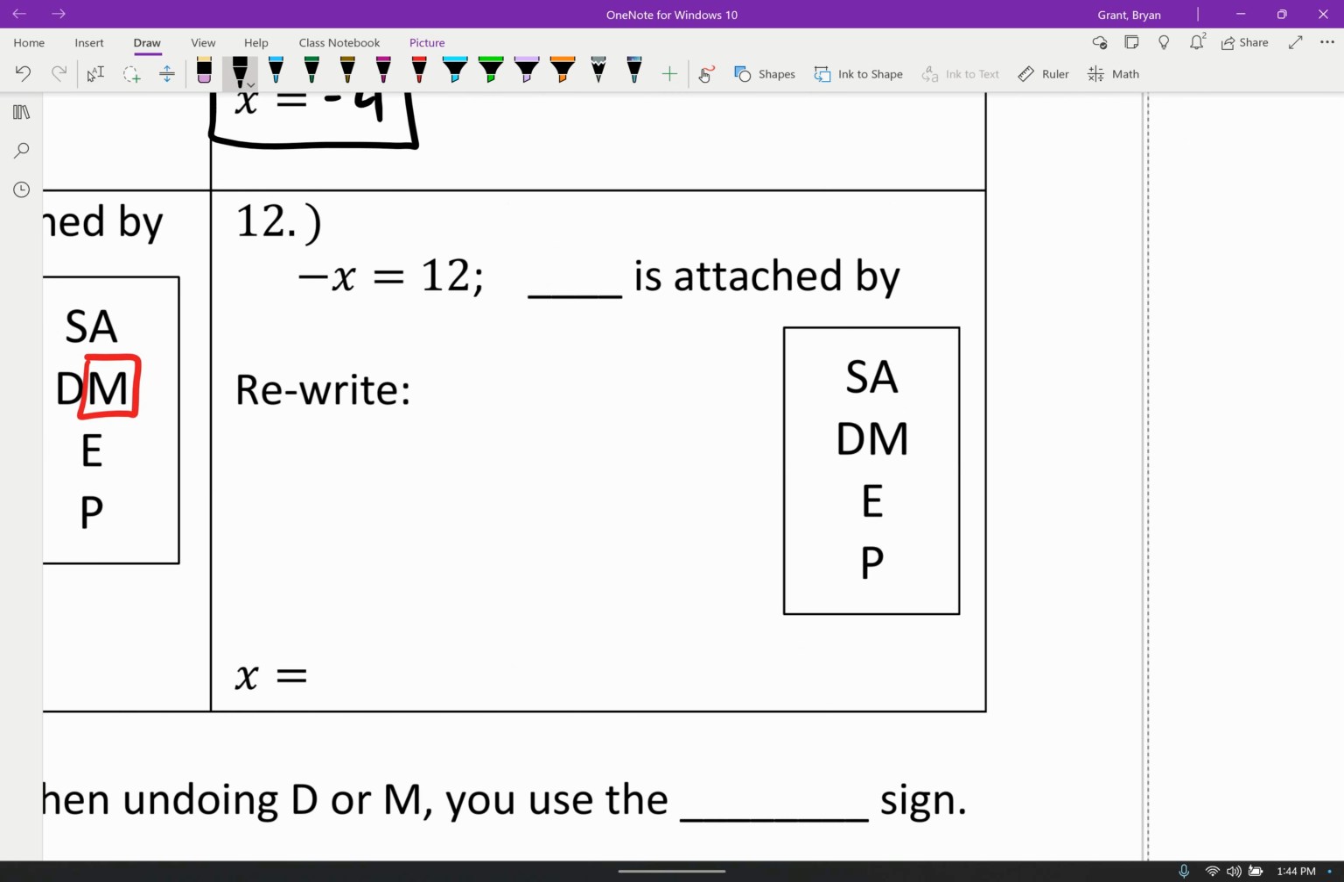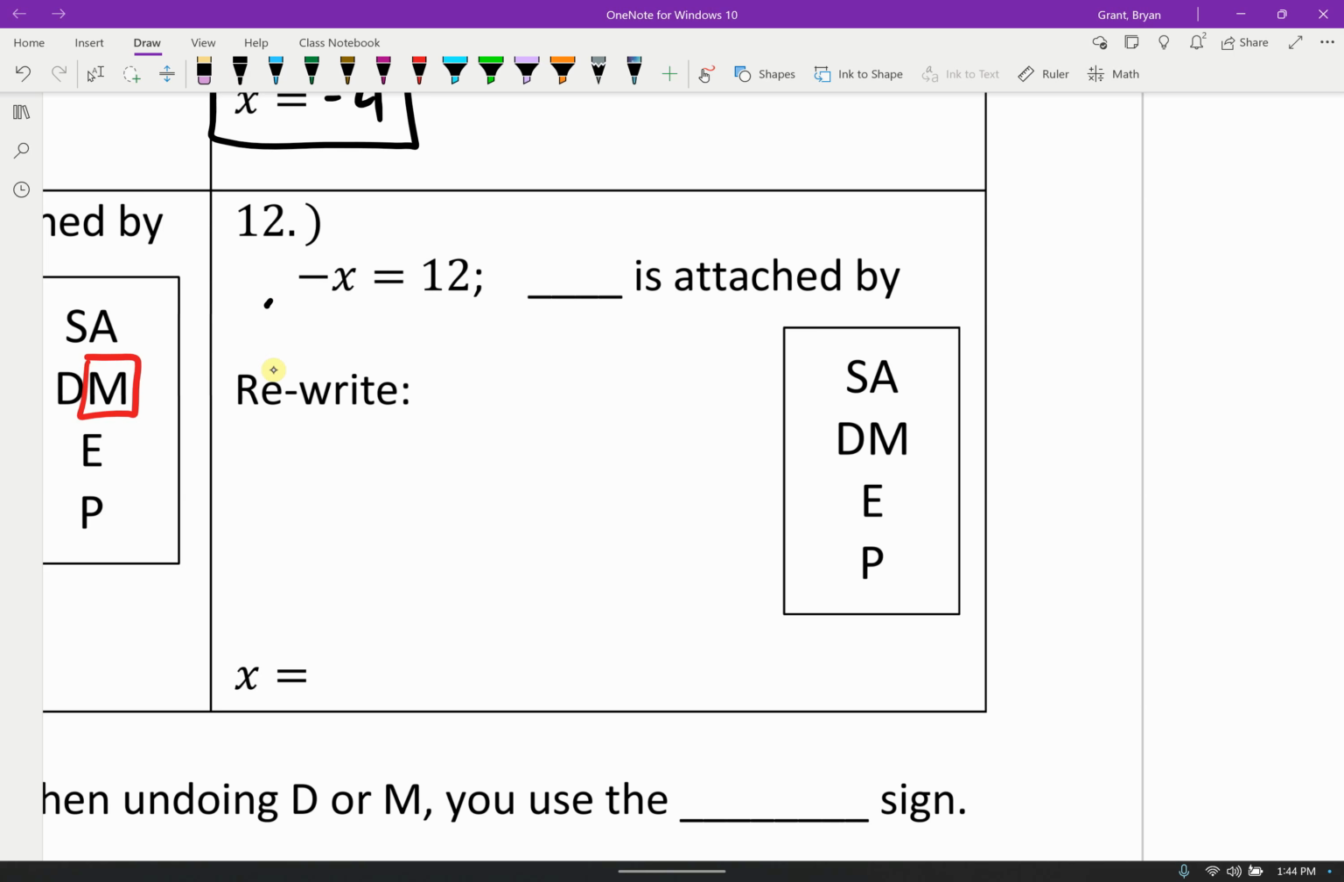Or negative x equals 12. Reading. Well, that says rewrite, and there's this little blank here. Because what is attached to x? Is there just a negative attached to x? Okay. Well, you could read that as negative x. It's certainly not going to be minus x because there's no number over here.